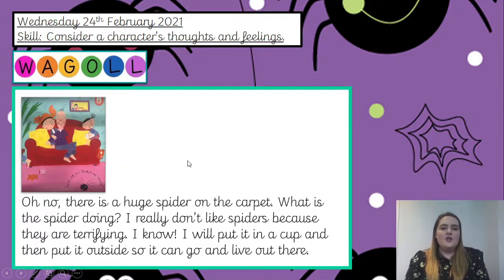Oh no, there's a huge spider on the carpet. What's the spider doing? Oh, I really don't like spiders because they're terrifying. I know, I'll put it in a cup and then put it outside so it can go and live out there.